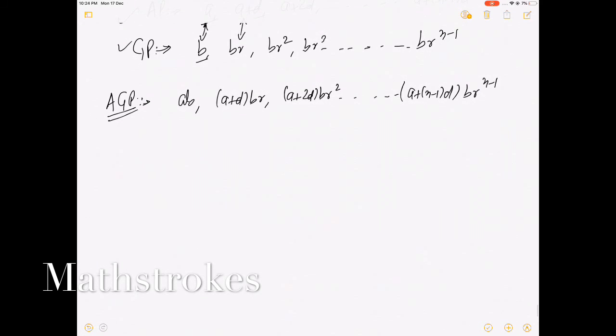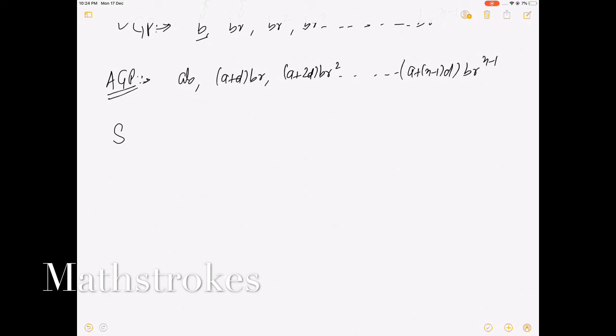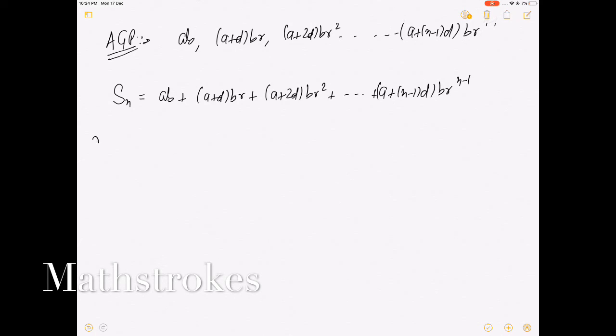Let's see how to find the sum of an AGP. Let us denote the sum by Sn. Sn will be ab plus a plus d br plus a plus 2d br square, up to a plus n minus 1 d multiplied by br to the power n minus 1. What we do is find r Sn, where r is the common ratio of the given GP.